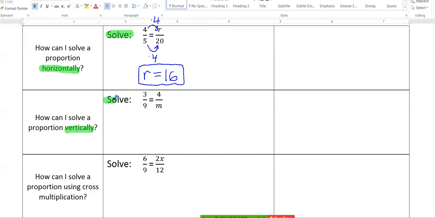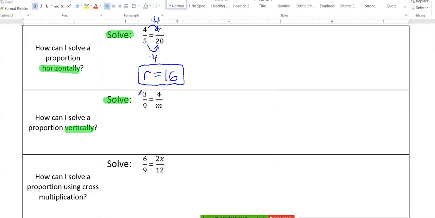See, for instance, if you're asked to solve this one, how do you get from 9 to m? Well, let's find out. How do we get from 3 to 4? There's no good way. You can do it. It's 3 times 4/3 will get you to 4. But instead of doing horizontal in this case, because it's just fractions, and fractions scare me, instead, we can go vertical.